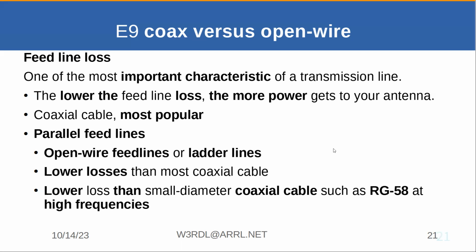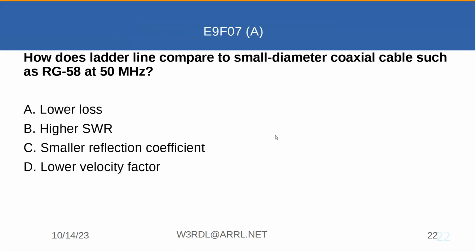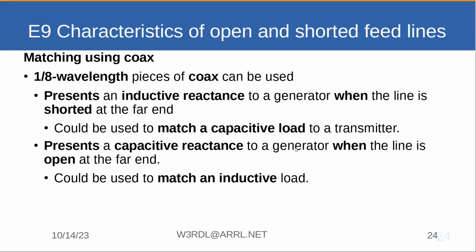Anyway, all right. So, you want to lower the losses. RG58 is probably the worst thing you'd want to use for VHF and UHF, and especially long lines, because it's got a lot of loss. So how does ladder line compare to small diameter coaxial cable such as RG58 at 50 megahertz? Lower loss. Okay.